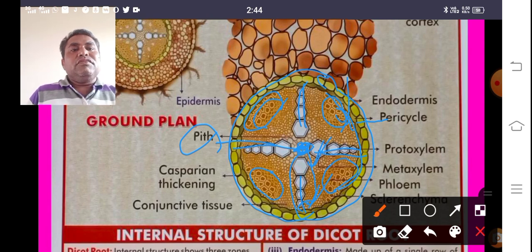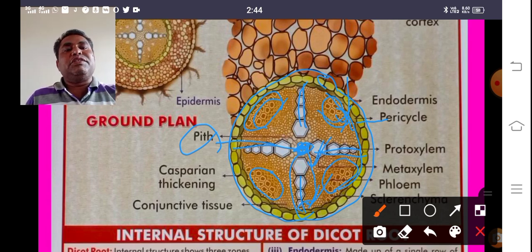So we know that xylem is responsible for the conduction of water and minerals from the roots to the upper parts of the plant body, and phloem is responsible for the transport of food material from the leaves to other parts of the plant.